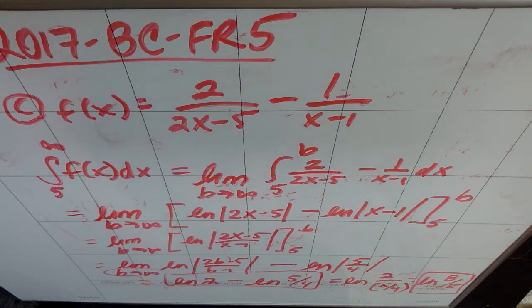Part D, determine whether the series n equals 5 to infinity of 3 over 2n squared minus 7n plus 5 converges or diverges. State the conditions of the test used for determining the divergence.